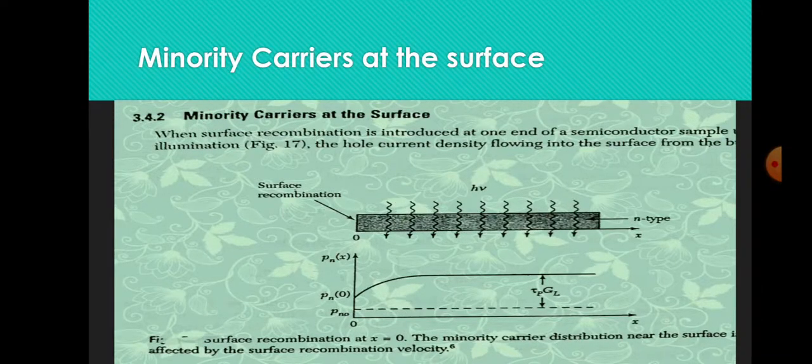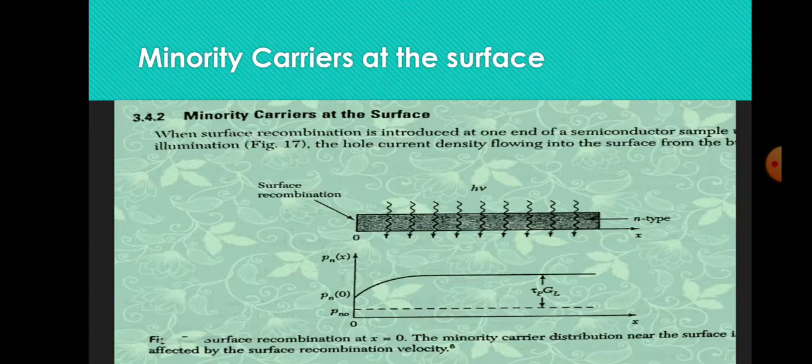When surface recombination is introduced at one end of the semiconductor sample under illumination, the hole density flowing into the surface from the bulk of the semiconductor is given by q Us. It is assumed that the sample is uniformly illuminated with uniform generation of carriers. The surface recombination leads to a lower carrier concentration at the surface. The gradient of hole concentration yields a diffusion current density that is equal to the surface recombination current.